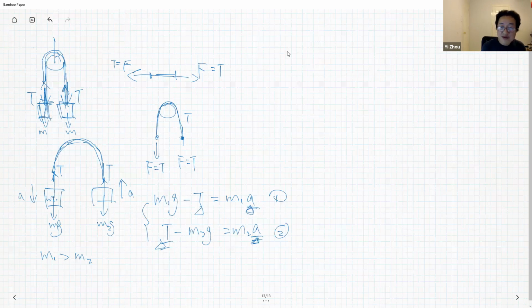The last one will be a slope. When we have something on the slope, we'll have to choose the coordinates along the slope. This will be X, and this will be Y. Then we have the gravity, and we will resolve the gravity into X and Y. In the Y direction, the gravity will be mg cosine theta, if this is the theta. And the gravity in the X direction will be mg sine theta.